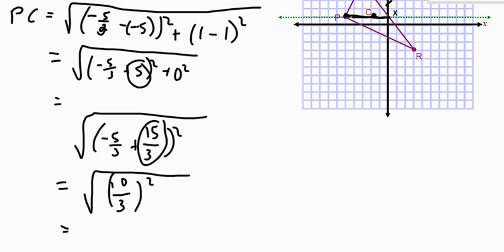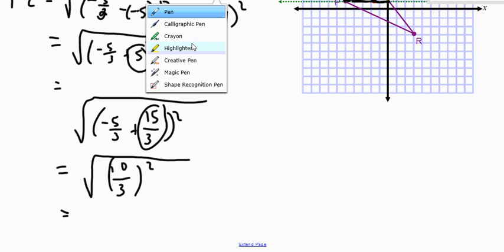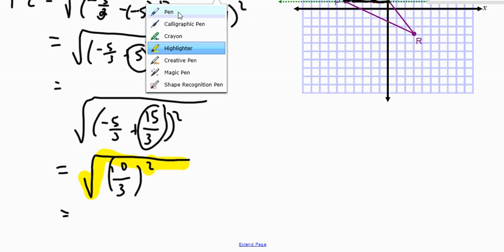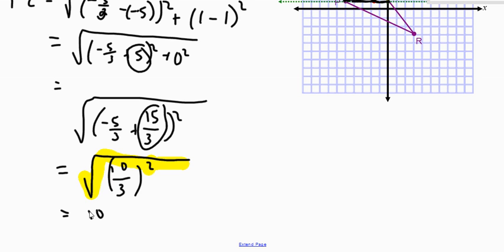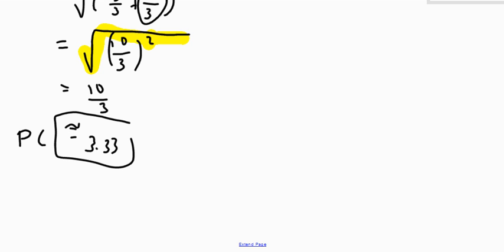And of course, if I'm squaring something and I'm square rooting something, those two acts just cancel each other out. So my answer is 10 over 3, and as a decimal, that's about 3.33. So that's the distance from P to C.